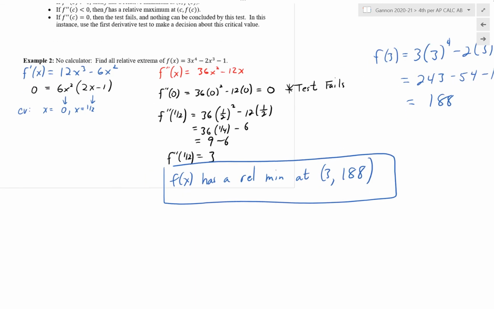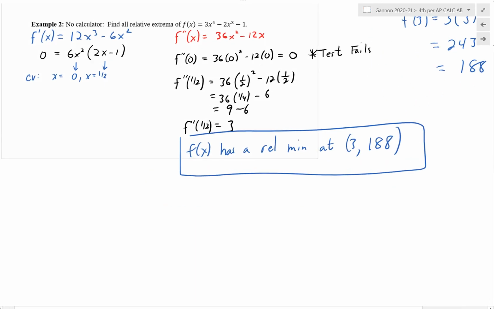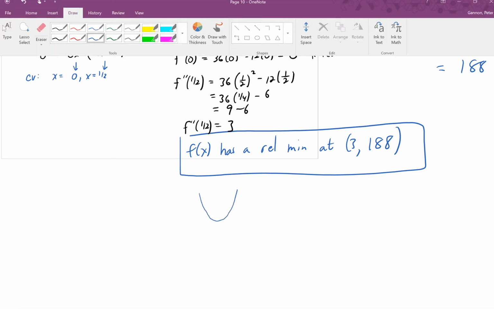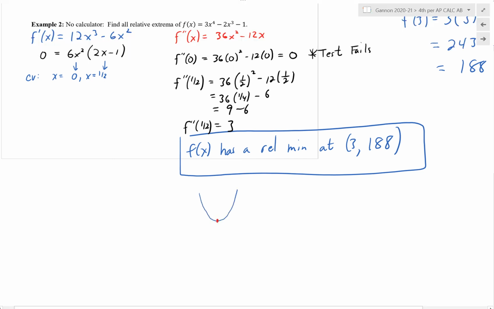Now, some people might be thinking, well, why is it a relative minimum if the second derivative is positive? Well, to make sense of that, you have to think about what that's telling us about the function. When the second derivative is positive, that means that the function is concave up at that point. So that critical value is going to be this value right here, which is a minimum.